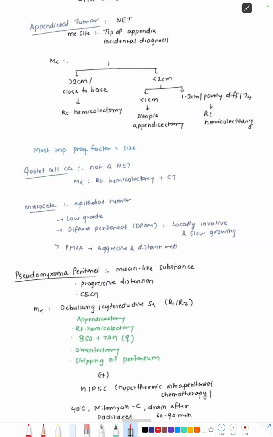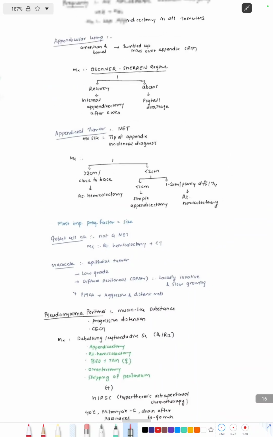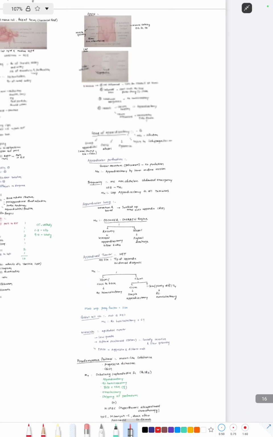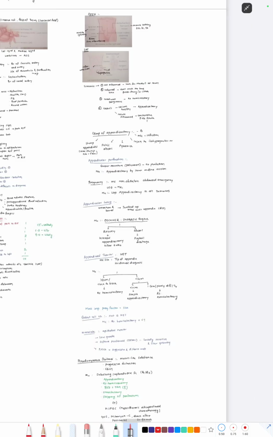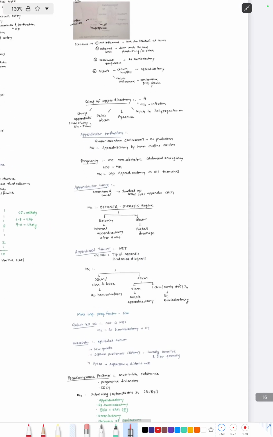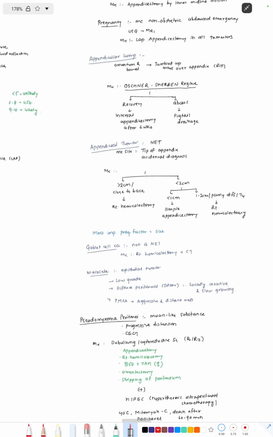Mucocele is an epithelial tumor. It can be divided into low grade, diffuse, and PMCA. Low grade is non-invasive in nature, diffuse is locally invasive actually, and PMCA has distant metastasis. A very important condition is called pseudomyxoma peritonei. Pseudomyxoma peritonei is the accumulation of a mucinous-like substance, and there is progressive distension of the abdomen. Investigation of choice is CT. Right, it is also seen in bilateral ovarian neoplasms.